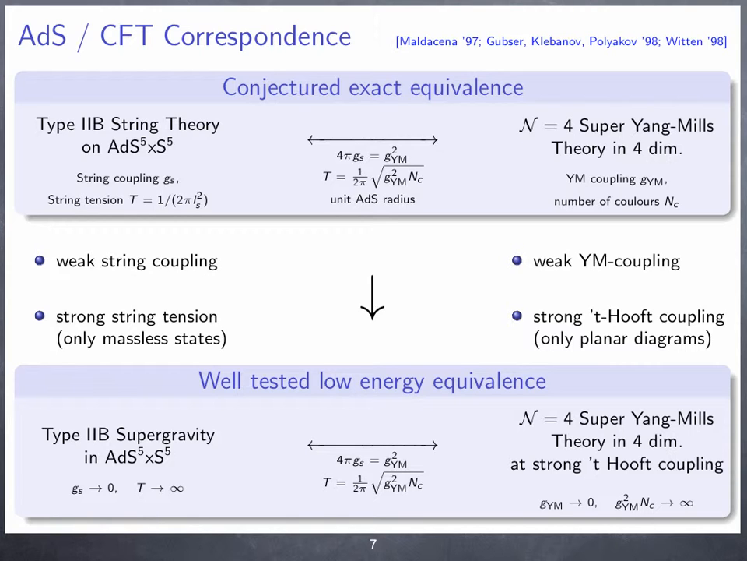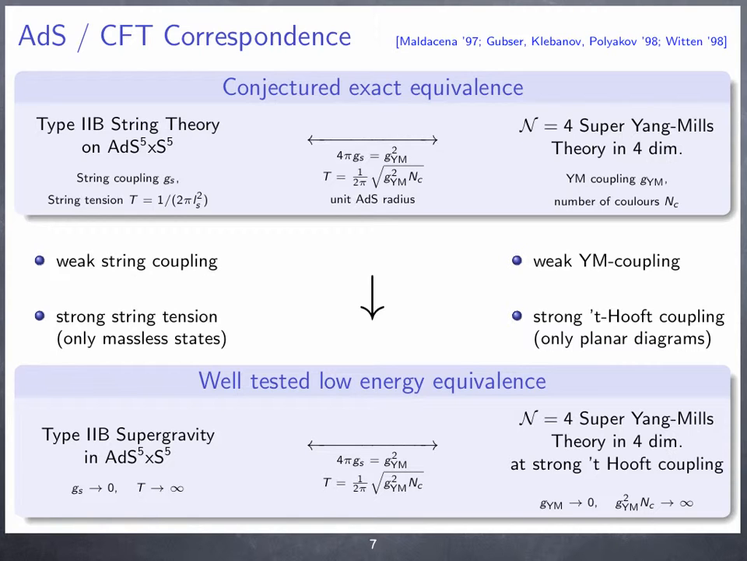And therefore, in practice, what people usually do is they take certain limits. For example, on the left-hand side, they take a weak string coupling, which then leaves you only with tree diagrams. And then they also consider strong string tension, which decouples the higher string modes. And then an appropriate description of string theory is just supergravity on this spacetime.